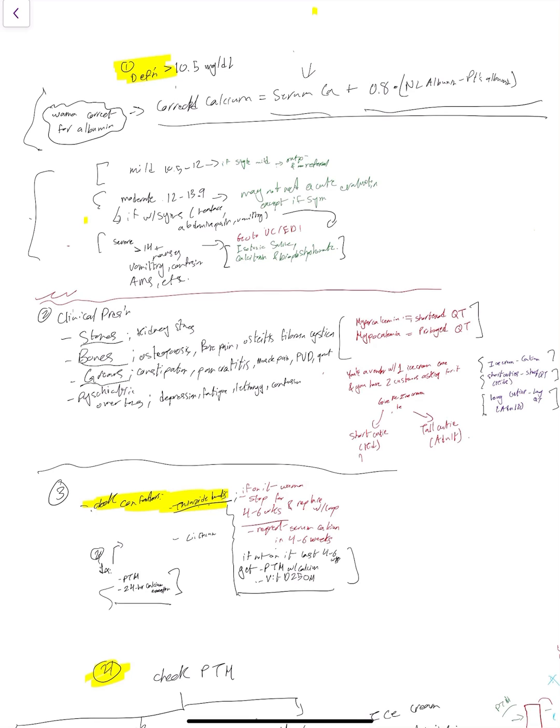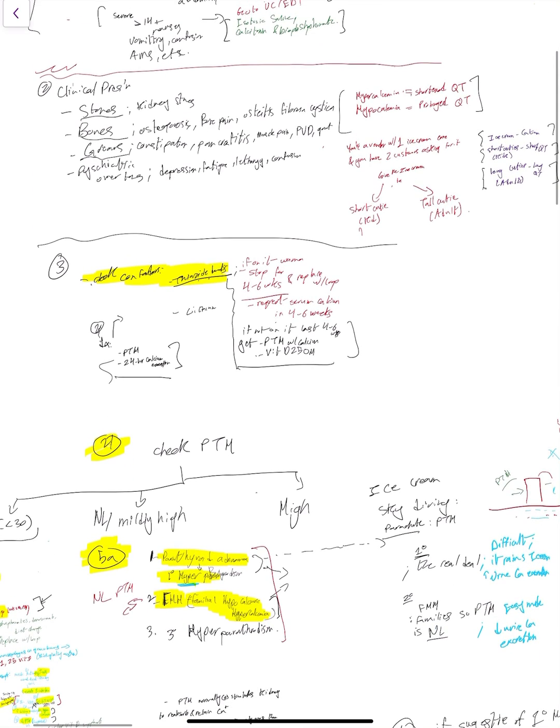And if associated with symptoms as well, with nausea, vomiting, confusion, altered mental status, etc., you immediately want to send the patient to urgent care or the ED, and they will be started on isotonic saline, calcitonin, and bisphosphonate. Generally speaking, symptoms of hypercalcemia can be remembered with a famous mnemonic: stones, bones, groans, psychiatric overtones.